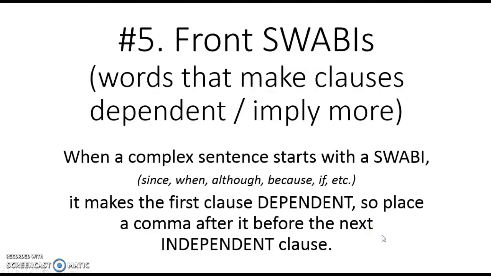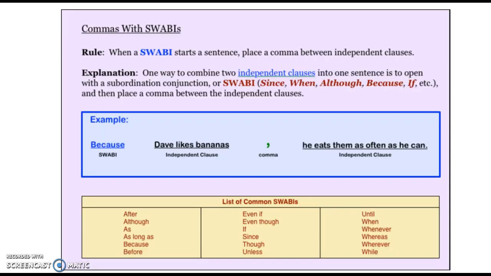Our fifth rule is about front swabbies, and swabbies are just those words that, again, we've been talking about, that make clauses dependent or imply that there's more to the sentence. Typically you see those in complex or compound complex sentences because they have a dependent clause. So the rule is when a complex sentence starts with a swabby, such as since, when, although, because, if, etc., it's going to make that first clause dependent, so you need to place a comma after the dependent clause before the next independent clause. I know that sounded like a lot, so let me show you an example.